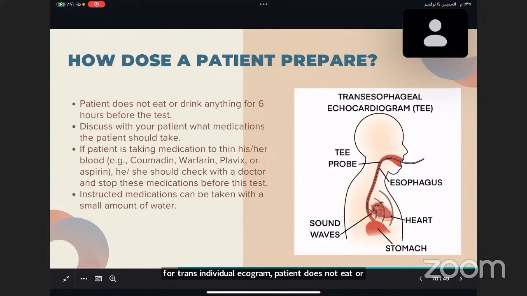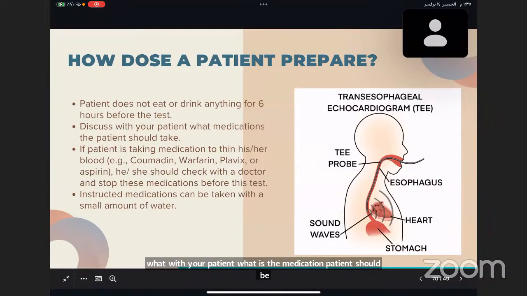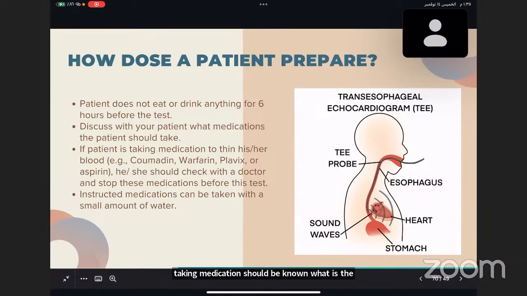Discuss with your patient what medication the patient should take. If the patient is taking medication, you should know what the medication is, and then check his or her blood. If taking warfarin, Coumadin, Plavix, or aspirin, it should be checked with the doctor and the medication stopped before this test. Okay, the medication can be taken with a small amount of water.